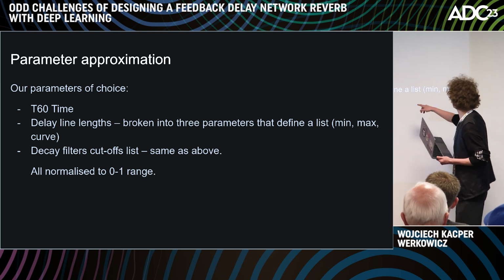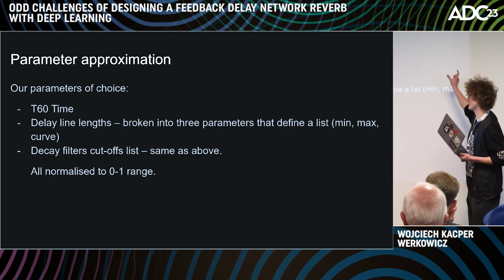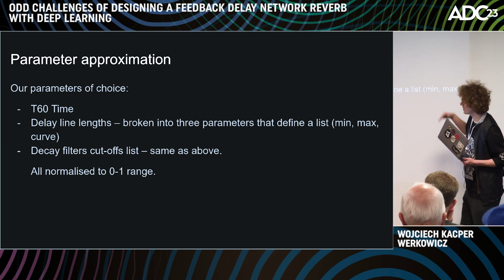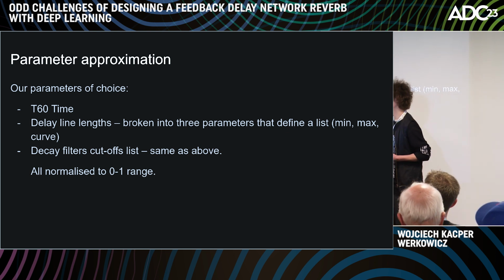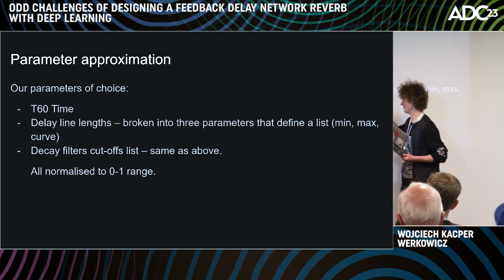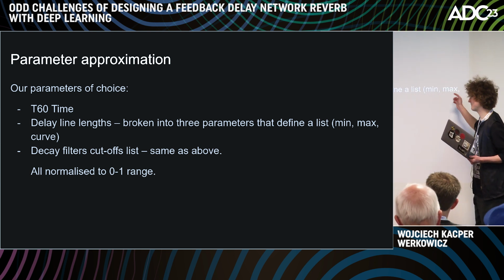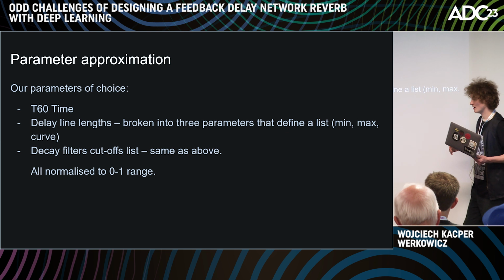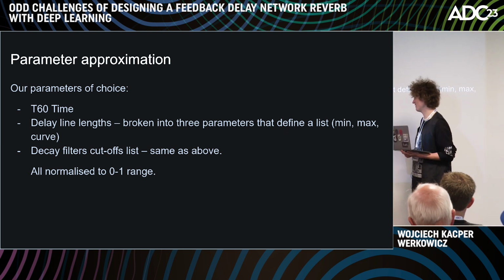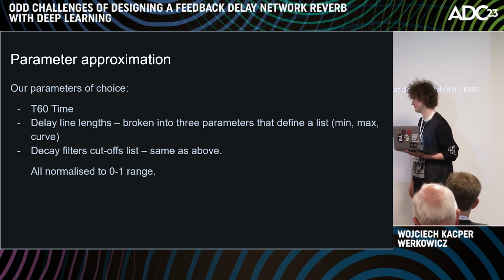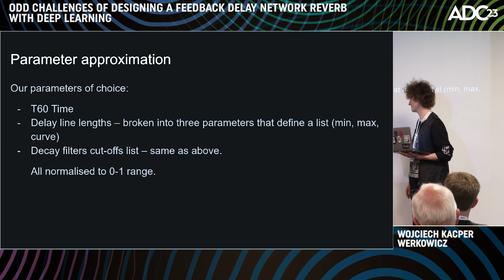So we broke it into 3 parameters, right? We have the minimum and maximum of the delay lengths, and then we have the mapping curve. And it's a similar case with the decay filters, right? So we have the one-pole filter cutoff frequencies. And again, you just give it a min and max, and you give it the mapping curve. And all of that stuff to make it kind of trainable as smoothly as possible.